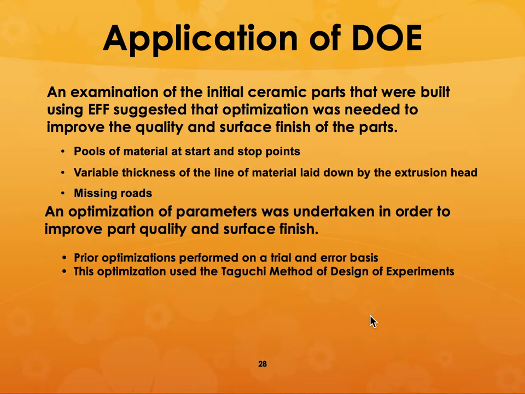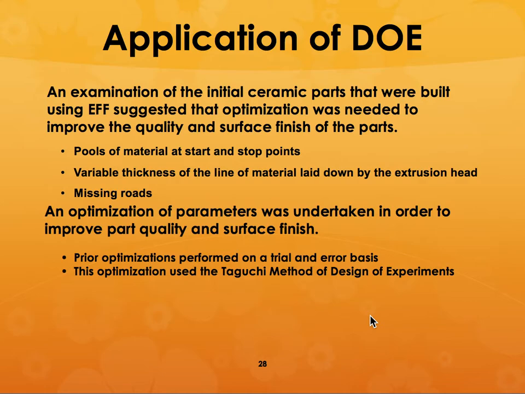So when we looked at the initial ceramic parts, we immediately discovered that you had to optimize the part to improve the quality and surface finish of the parts. Because, as I said, when you are starting from a point and ending at a point, if the machine is not given the instructions to stop extruding the material much before the line ends, you are going to have excess pool of material at the start and stop points. And the other thing is that sometimes you are going to have variable thickness of the line of material laid down by the extrusion head.